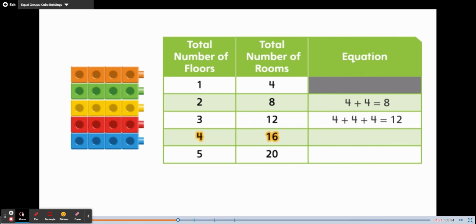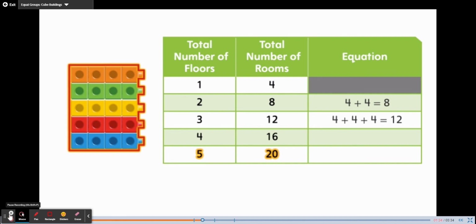Four floors have 16 rooms. What equation shows this information? Where do you see those numbers in my building? What about this row in the table? What does the 5 represent? The 20? What equation would you write to go with this row?